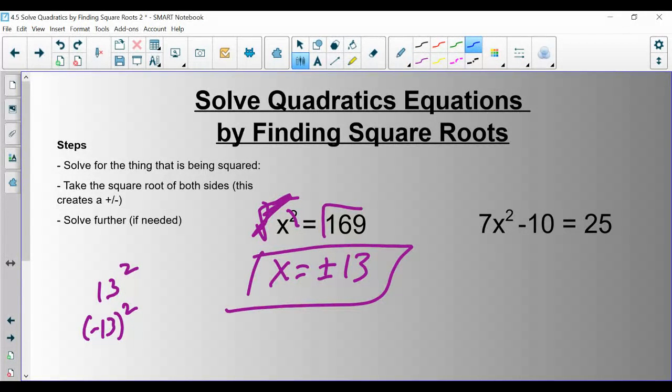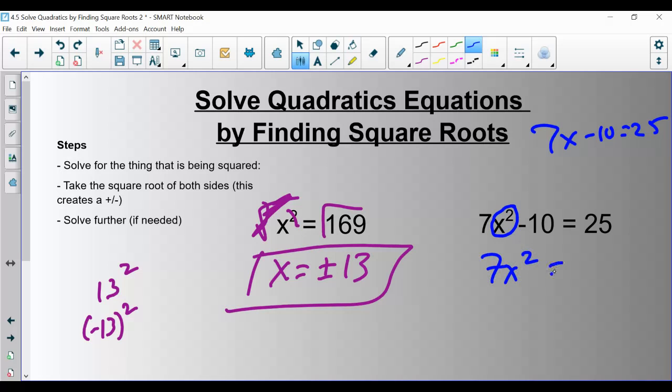Let's then look at this example. Step 1 is to solve for the thing that's being squared. Well, what's being squared? It's x. So you want to solve for x squared. You're going to need to get rid of the minus 10 and the multiply by 7. So just like if I had 7x minus 10 is equal to 25, my first step would be to add 10 and then divide by 7. It's going to be the exact same here.